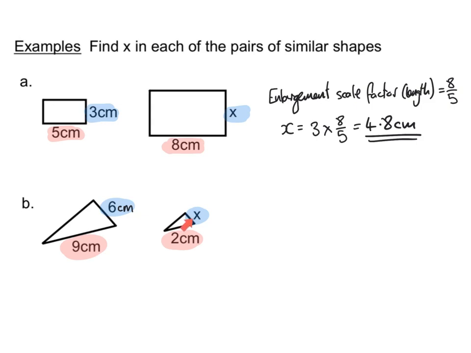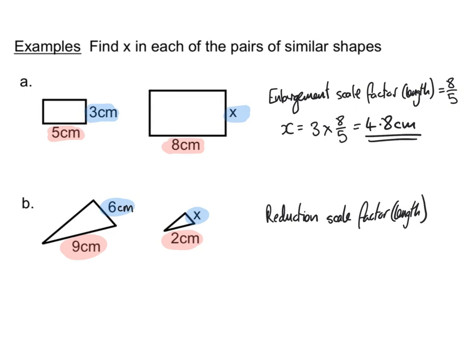Now what I'm going to be looking at here is, because these two sides correspond to each other, to find x, I'm going to need to multiply this 6 by a scale factor. So I'm going to ask myself, am I trying to reduce this 6, in other words make it smaller to get x, or am I trying to make this 6 bigger? Now because this side is clearly smaller than this side, I'm looking to reduce the size of this 6, so this will be a reduction scale factor, which I'll write over here. So reduction scale factor, and again this is for a length.